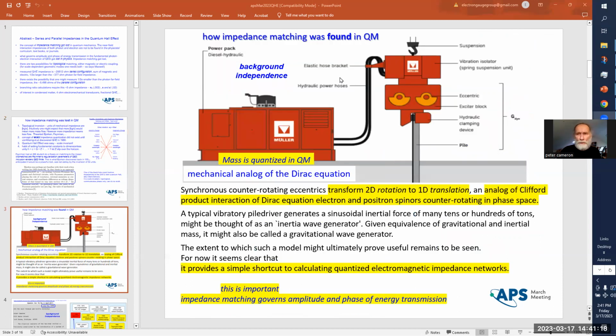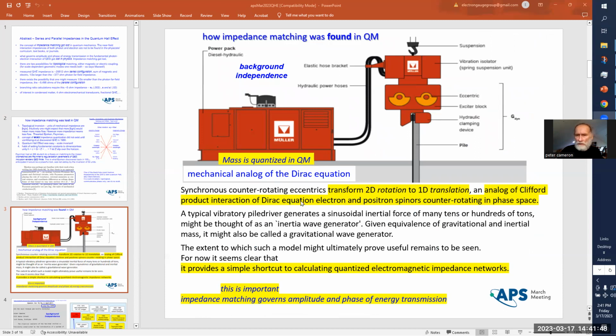How it was found, here we have a vibratory pile driver. We have a couple eccentric weights and they're synchronized and counter-rotating in opposite directions. So they pull down, they oppose each other horizontally, they pull up, then they oppose each other horizontally again. So this is transforming 2D rotation to 1D translation. And it's an analog of the Clifford product. This is the dot product part of it that lowers dimensionality.